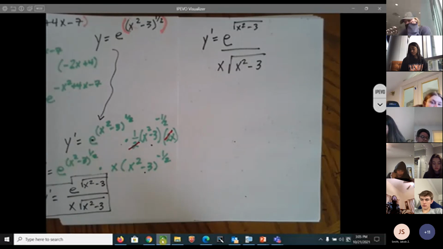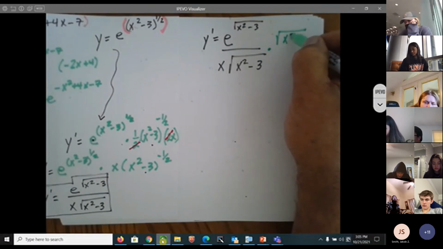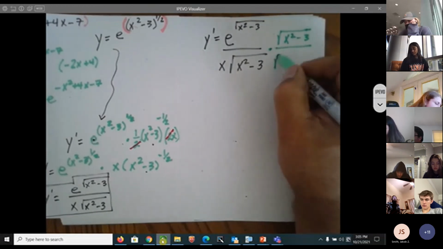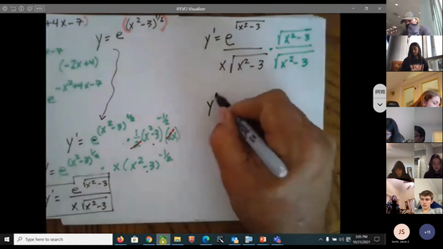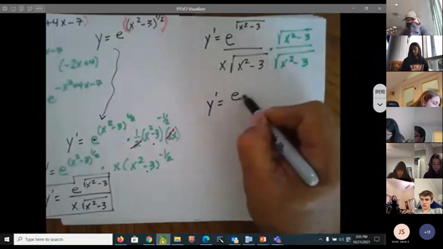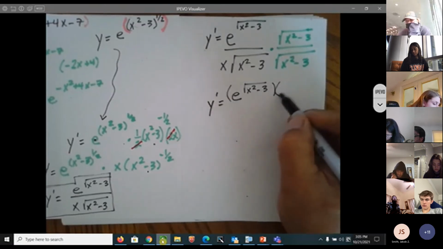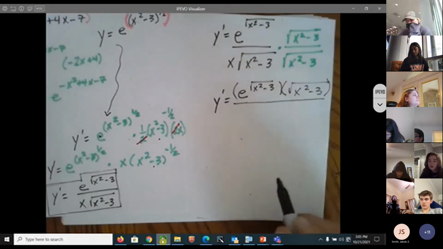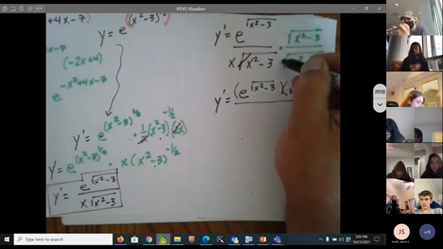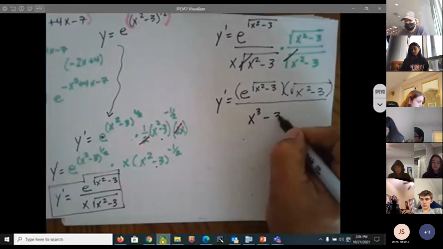And I'm going to multiply, using my green, the top and bottom by the square root of x squared minus 3 over the square root of x squared minus 3. And that'll give me y prime is equal to e to the square root of x squared minus 3 times the square root of x squared minus 3 over, let's see, that's going to cancel and leave x squared minus 3, and x times x squared minus 3 will be x cubed minus 3x.